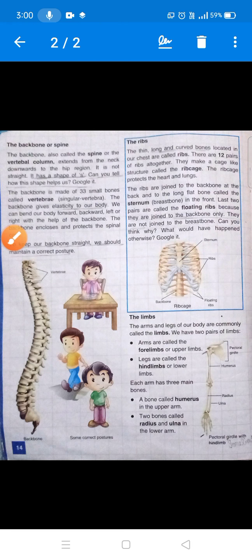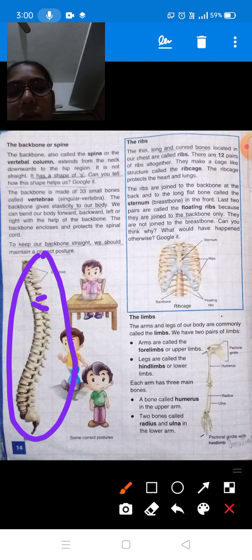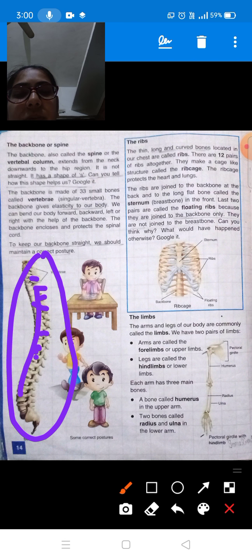Students, this whole is called the vertebral column, and you can see these small bones. So this vertebral column is made up of these 33 small bones, and these small bones are called vertebrae. The singular is vertebra, and since we are talking about 33, which is plural, it is vertebrae. So our vertebral column is made up of 33 vertebrae.